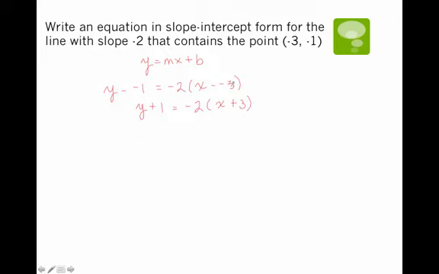And I want to get this back to slope-intercept form, so I'm going to have to go ahead and simplify this further. I'm going to distribute over on this side, negative 2x minus 6, and then I'm going to have to isolate my y by subtracting 1 from both sides. So I get y equals negative 2x minus 7. So I've used my point slope form to help me get to my slope-intercept form.